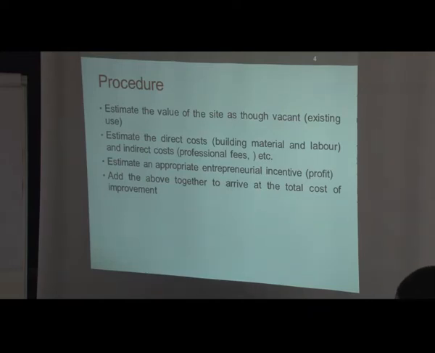Estimate the direct cost. These costs come from your building cost estimates, which are inclusive of the entrepreneurial profits and professional fees. Add those above to get the cost of improvement.